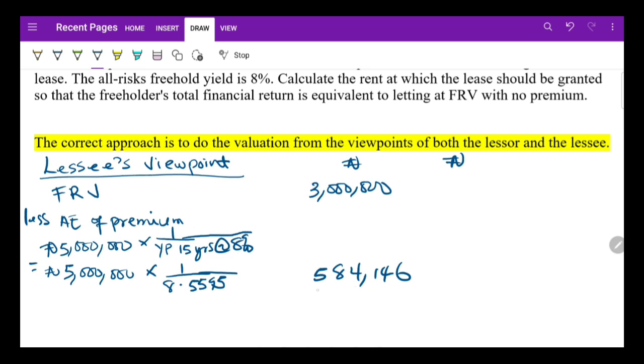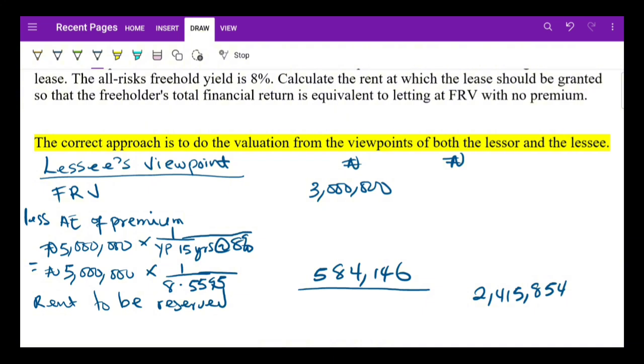All right. So if you subtract this from the full rental value, it will give us the rent to be reserved, which is 2,415,854. So from the point of view of the tenant, he is not supposed to pay more than this. Okay, you can say it's approximately 2,400,000. This is what the lessee believes that he should pay.